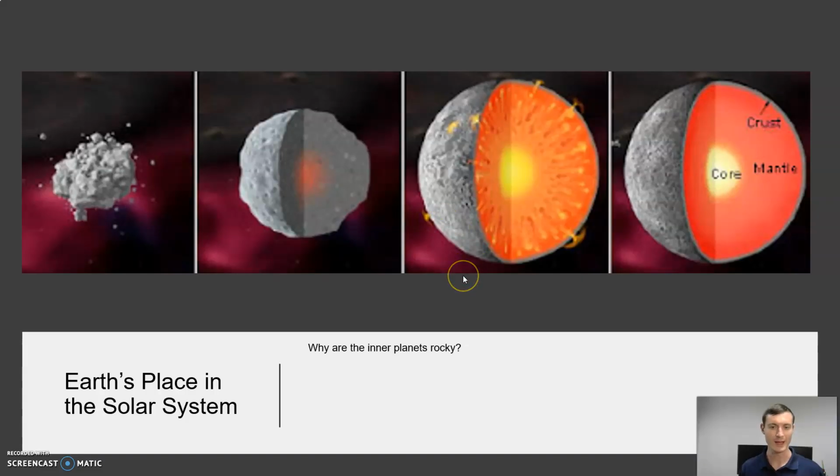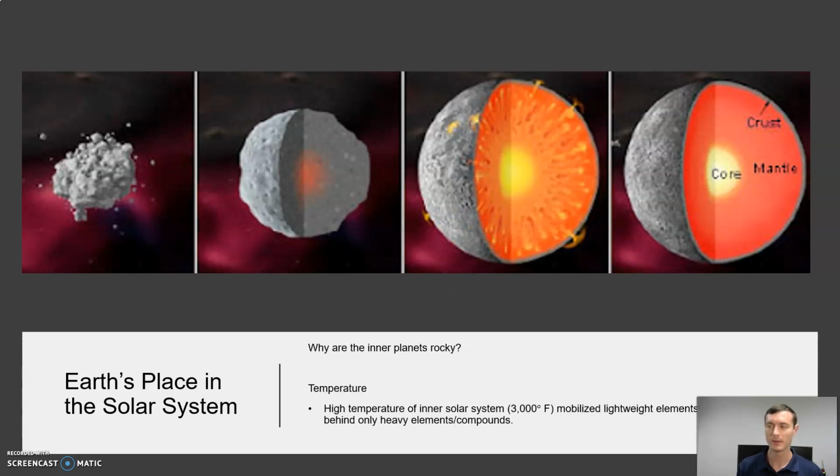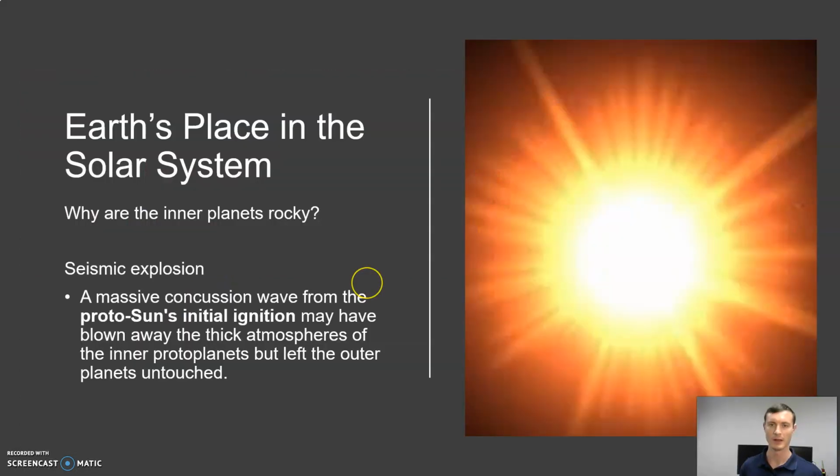Back to this question though, why are the inner planets rocky? Well, one idea on this, and there are several, is the temperature. So there would have been such a high temperature in the inner early solar system, 3,000 plus degrees Fahrenheit, that some of the lightweight elements, stuff like hydrogen and helium, would have been mobilized, it would have been free to escape, whereas only the more dense, heavy stuff would have remained, wouldn't have been able to escape in that kind of a heat.